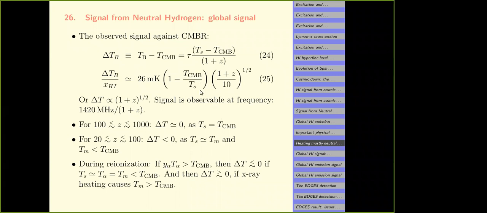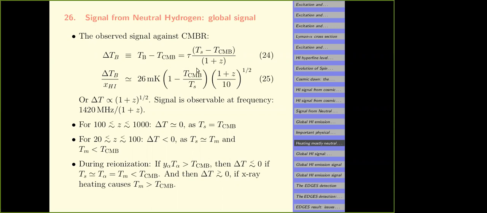And I showed you yesterday that it is indeed possible in the simplest case we discussed, which was a pre-dawn signal. The T_CMB is indeed more than T_S. T_S is close to matter temperature and T_CMB is larger than that. So we see the signal in absorption in that case, right? So you replace T_S with T_M here and you can see the signal in absorption. So it is possible to see the signal both in emission as well as absorption depending on what the relative strength of T_CMB and T_S is.